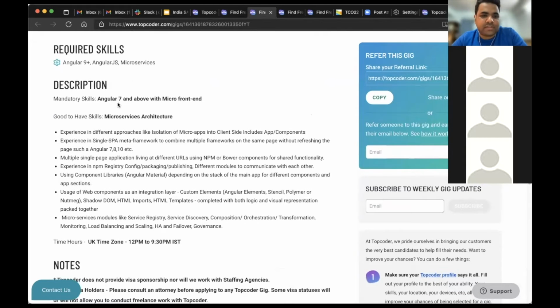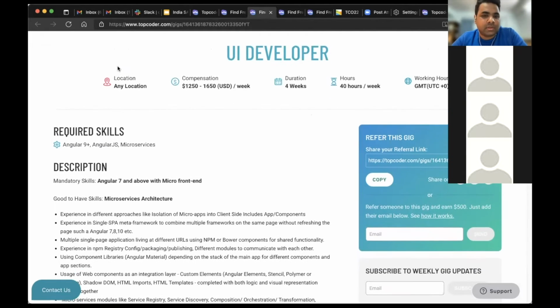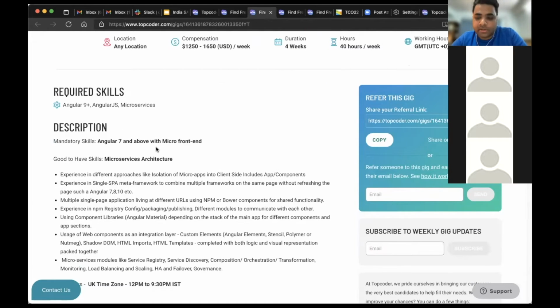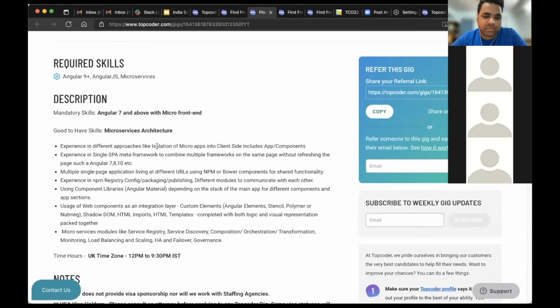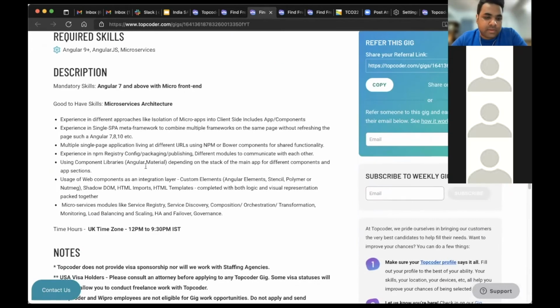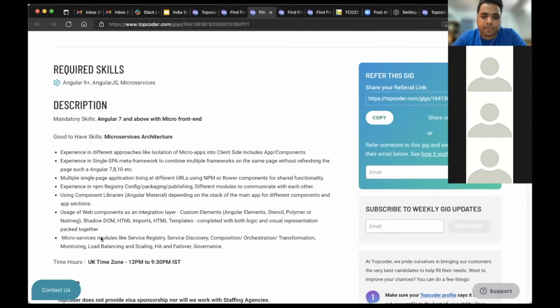The skills that you need are Angular 9 plus, AngularJS, and you need to know how to build microservices. I think this includes a lot of people, because there are a lot of people at Topcoder who have these skills. If you are one of them, consider applying. By the way, the timing will be in UK hours. It's mentioned as 12 p.m. to 9:30 p.m. IST, so if you are from India, you need to be clear that you will be able to join at these hours.